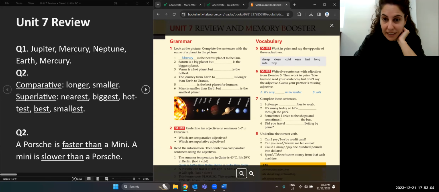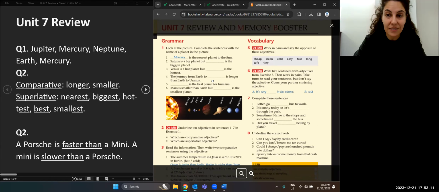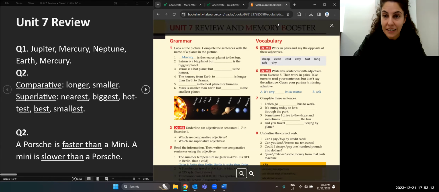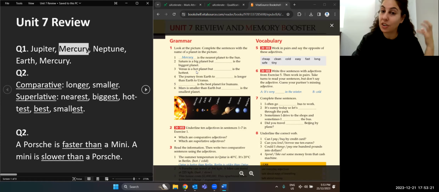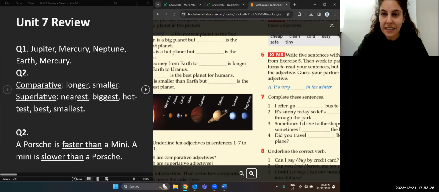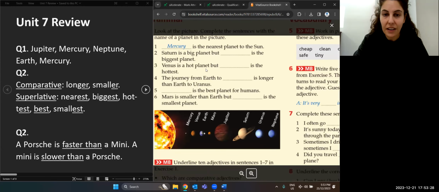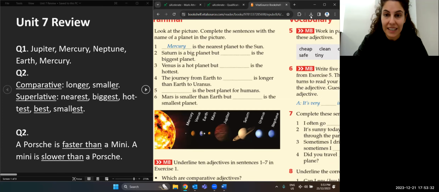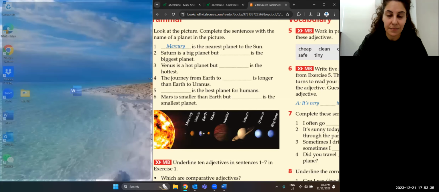Venus is a hot planet. So I can see Venus here. It's a hot planet, but something is hotter. Yeah, but Mercury is hotter. Now, it's hotter. It put an ER. This is the comparative one, not the superlative, like in number 2. It said it is hotter. Is the hottest. So compared to all of them, it is the hottest.